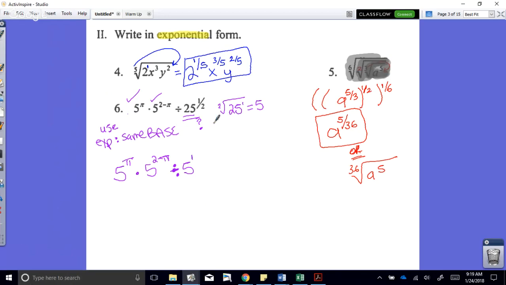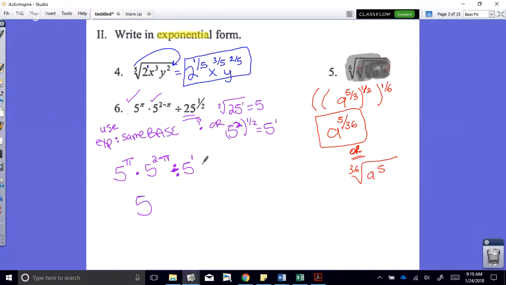Okay, or another thing you could have done is say, okay, well, 25 is 5 times 5, or 5 to the second. And 5 to the second to the 1/2 is 5 to the first. Either way, 25 to the 1/2 turns into 5.